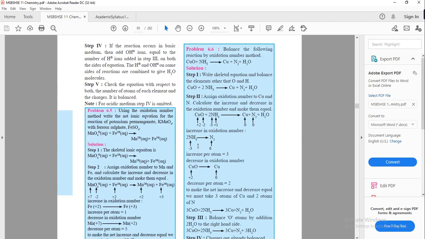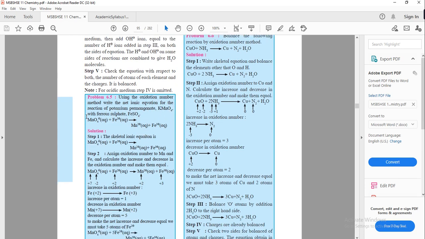So the step first we'll understand by using this example, problem 6.5. Using the oxidation number method, write the net ionic equation for the reaction of potassium permanganate KMnO4 with ferrous sulfate FeSO4. So the reaction is given to you. The medium is acidic here. It is mentioned in the question whether the medium is acidic or basic. So MnO4 minus in its aqueous solution plus Fe2+ gives Mn2+ plus Fe3+.